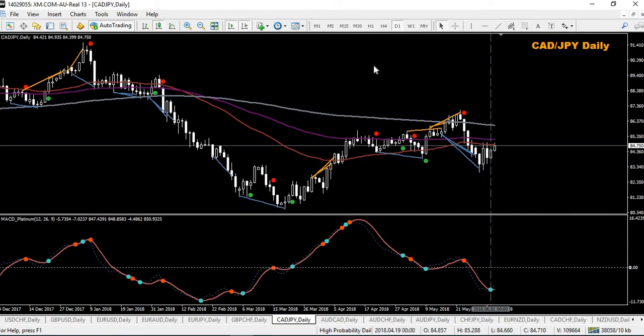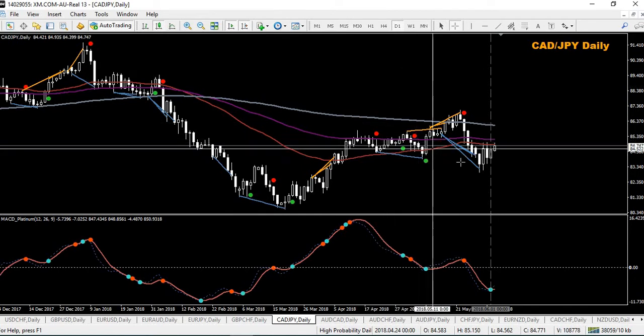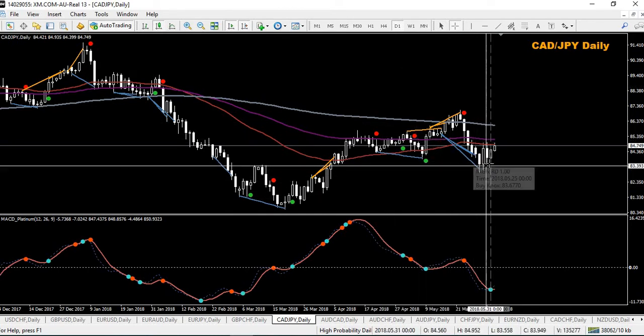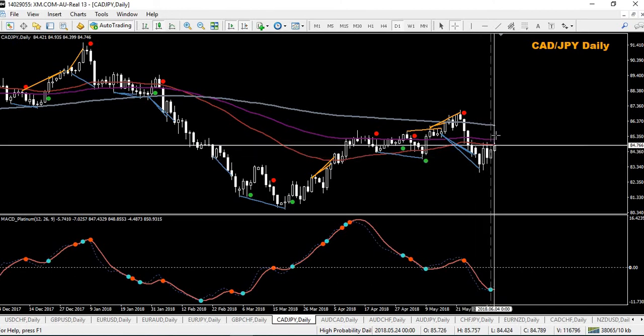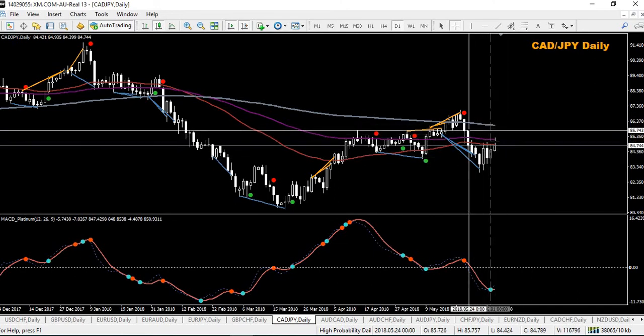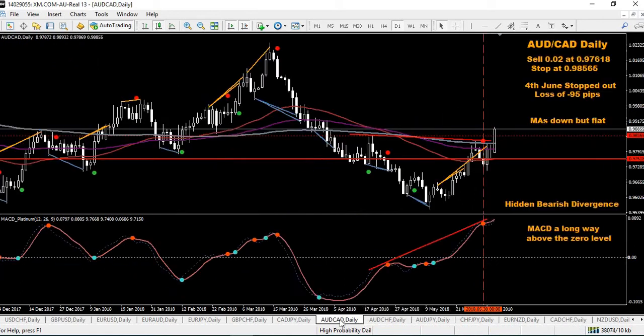Canadian Japanese yen, nothing happening here. Again, possible buy signal tomorrow. Highly unlikely I take it into those MAs. Too tight for my liking there. So just sit tight. Another one I've stopped out on, Aussie.